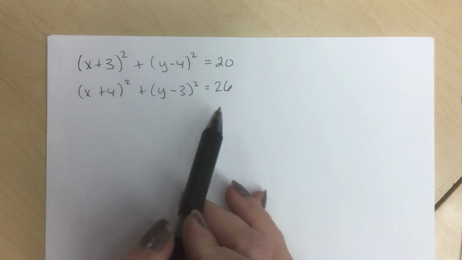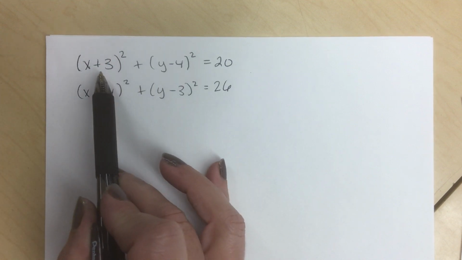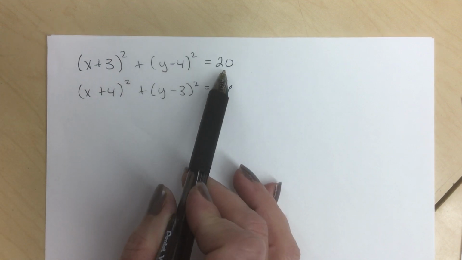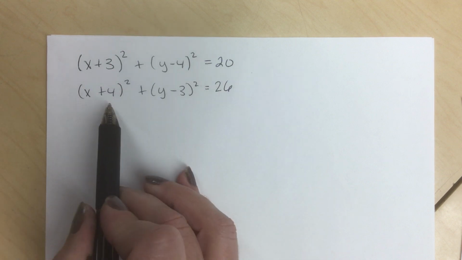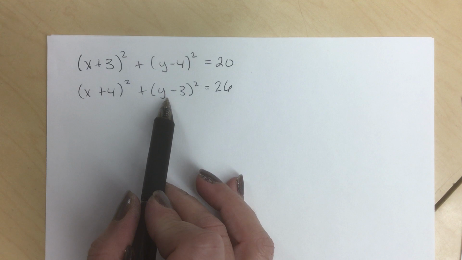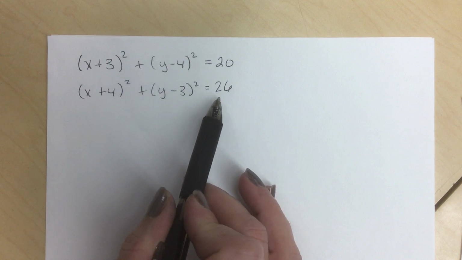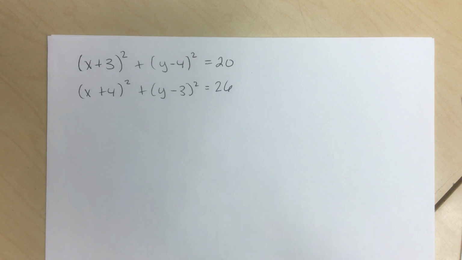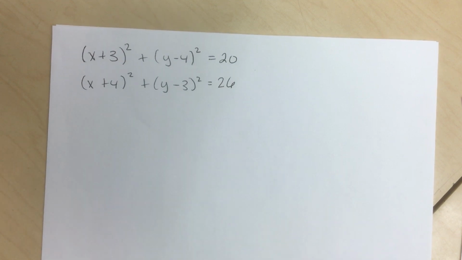These are both circles. So this is a circle with a center at -3, 4, has a radius of radical 20. This one is a circle with a center at -4, positive 3, and has a little bit bigger radius. So you're looking at two circles here, so they could intersect in two places, possibly 4, but usually just 2. So anyway, let's get started.